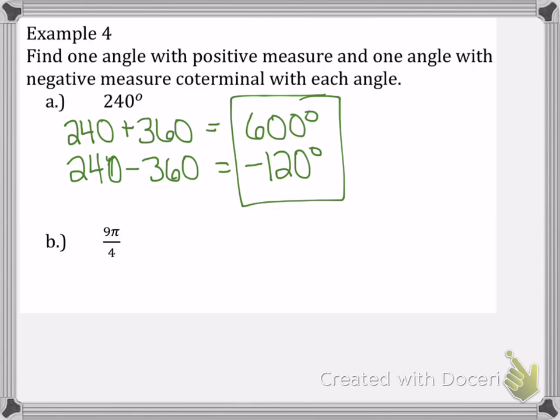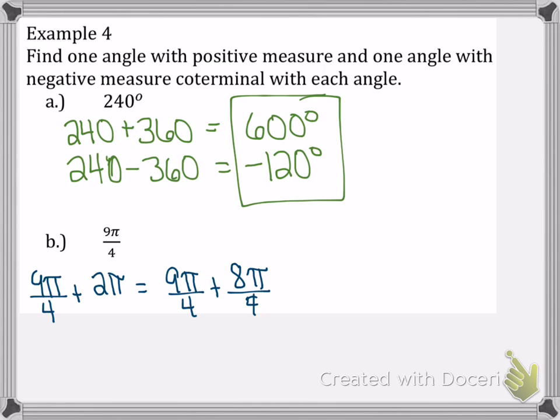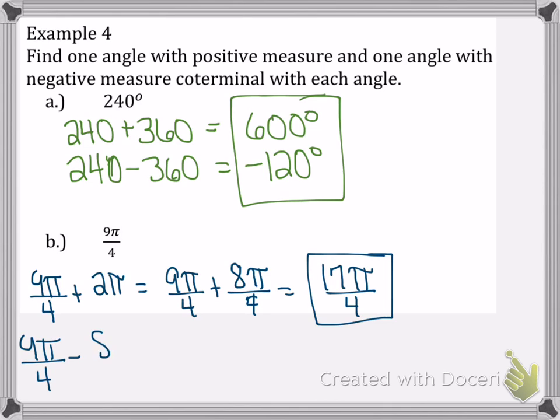Now with 9 pi over 4, I'm going to do 9 pi over 4 plus 2 pi. Now remember, when we add fractions, we need a common denominator. So I'm going to change that to 8 pi over 4. So I get 17 pi over 4. Okay. Then when I subtract 9 pi over 4 minus the 8 pi over 4, I get pi over 4.